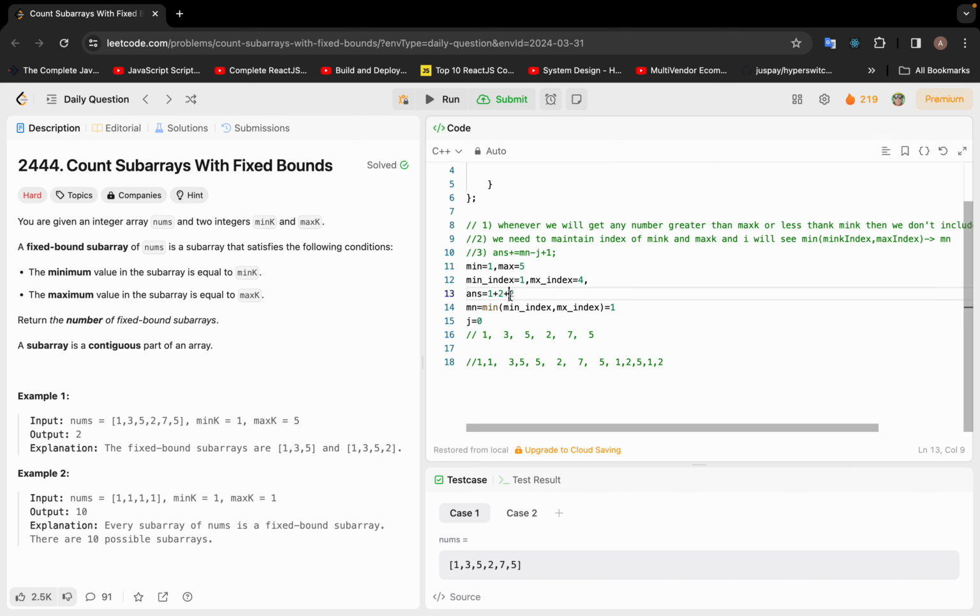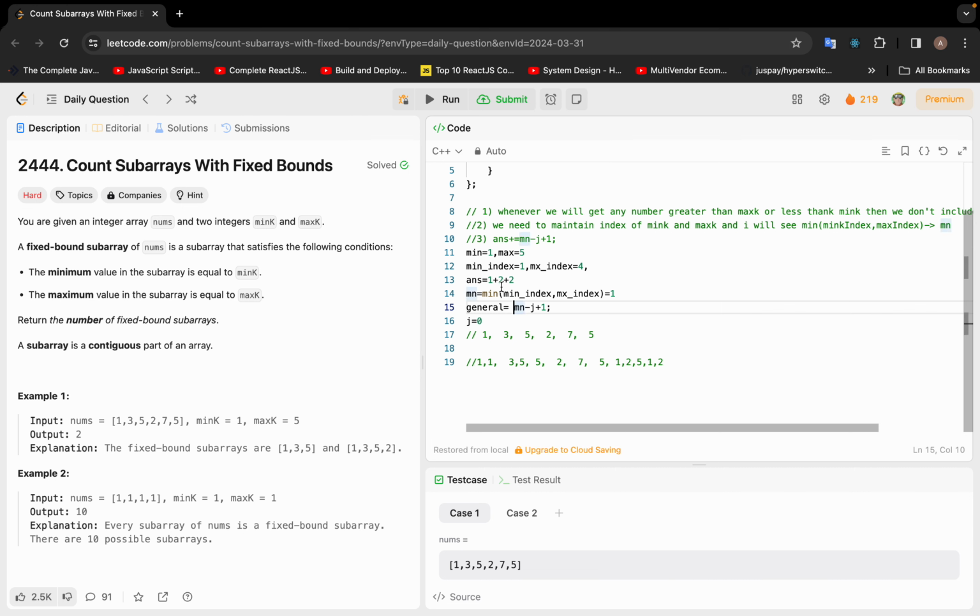So what will the answer be? Let's generalize this. The answer will always be mn minus j plus 1, right? So that's how, when I try to include this 2, the answer comes as mn, which is equal to 1 in this case, and j is equal to 0, so 1 minus 0 plus 1, which is equal to 2. Then the answer comes 2 here, right? So this is for this 2nd include.